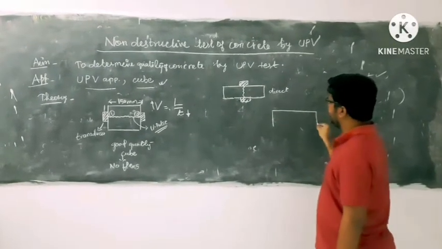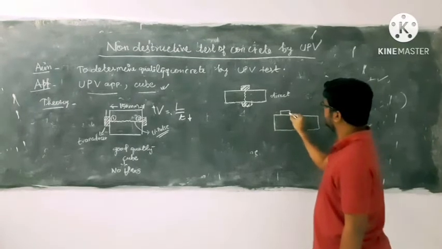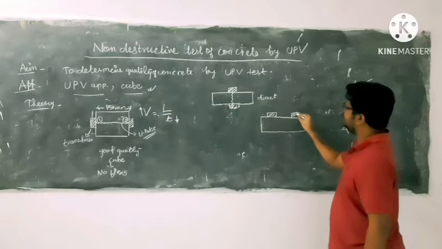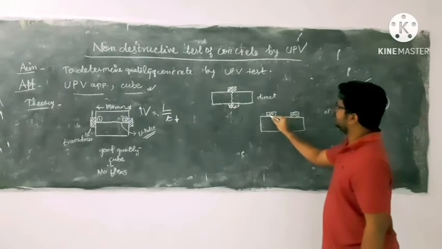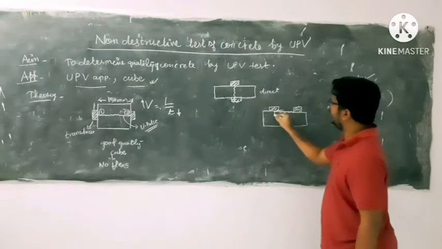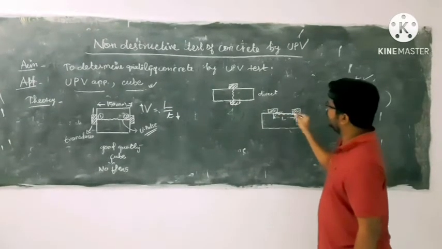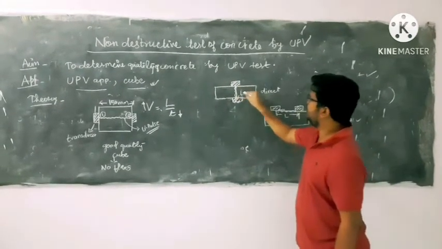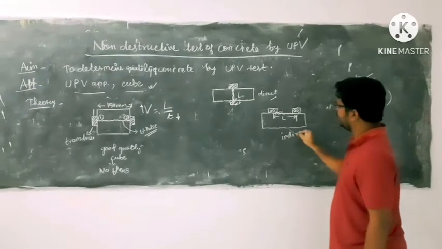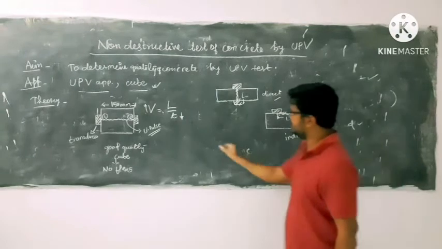Another one is indirect. Suppose on the same surface, the transducers will be on the same surface. The pulse will move like this. This is length L. Here the length is L. One is direct, one is indirect, and the last one is semi-direct.